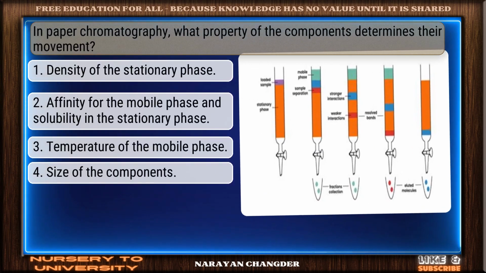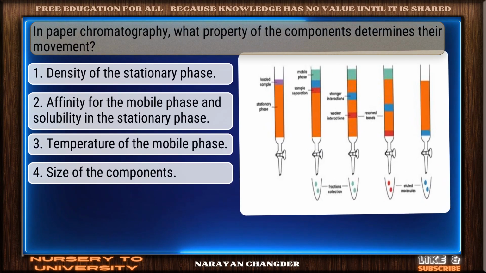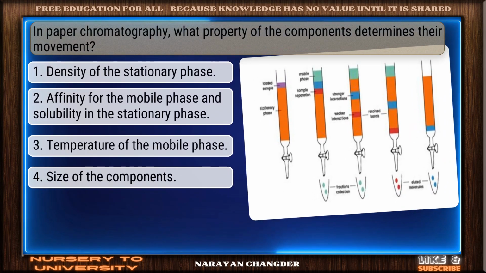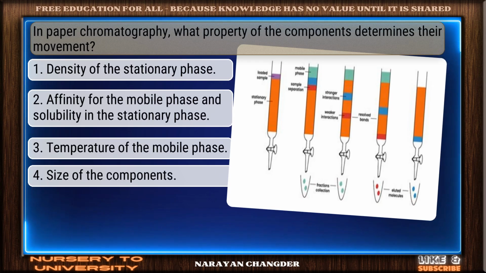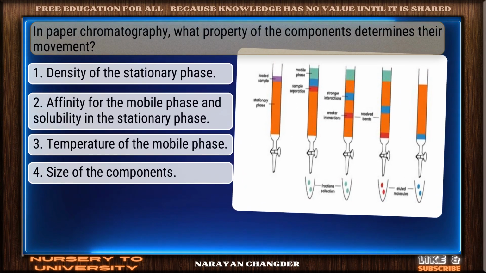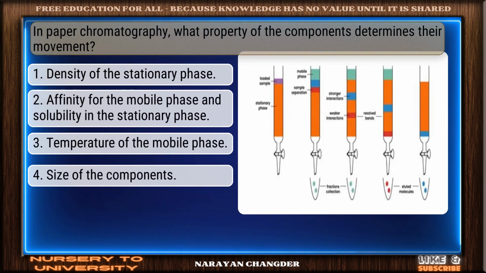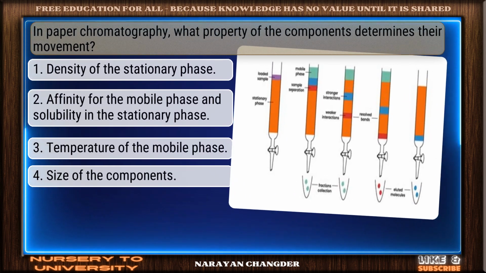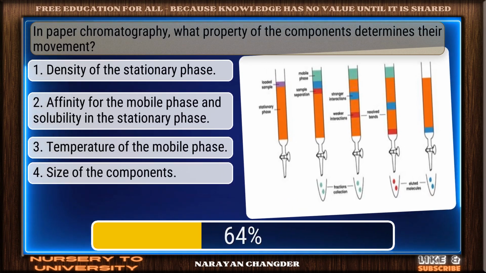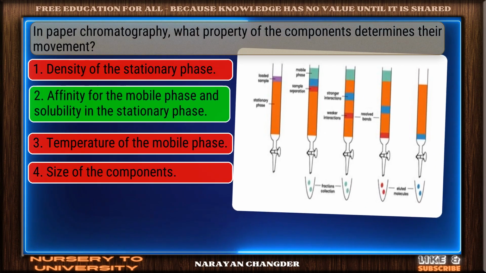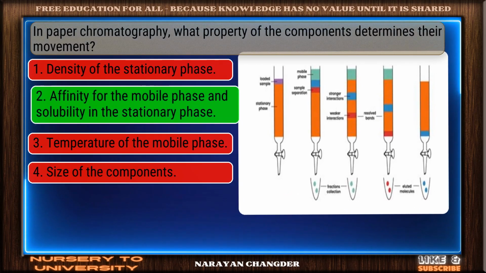In paper chromatography, what property of the components determines their movement? Option 1, density of the stationary phase. Option 2, affinity for the mobile phase and solubility in the stationary phase. Option 3, temperature of the mobile phase. Option 4, size of the components. Spot on! Affinity for the mobile phase and solubility in the stationary phase.